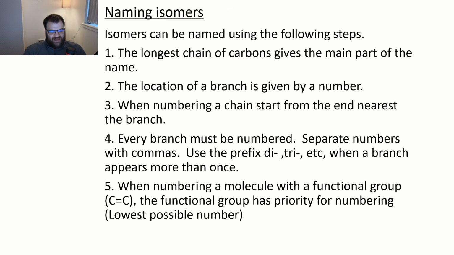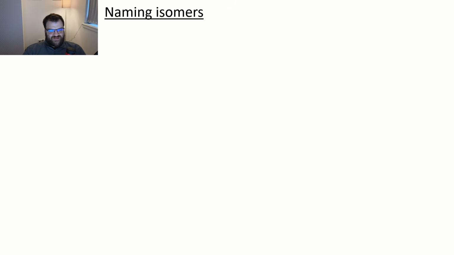If you have a carbon-to-carbon double bond, it takes priority for the numbering. So you have to make that have the lowest value first before you start doing the branches. It's similar to when you have a hydroxyl group for alcohols, which is in a future topic. We'll now go through some examples which put those rules into practice.